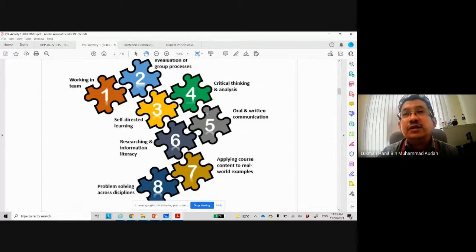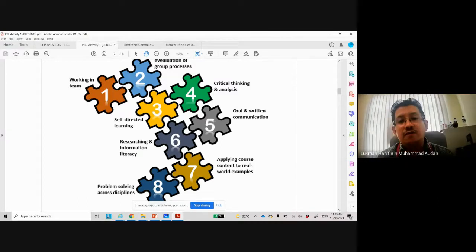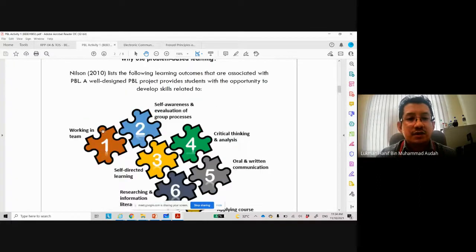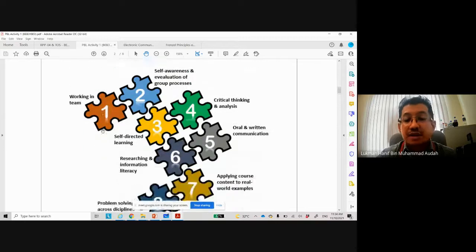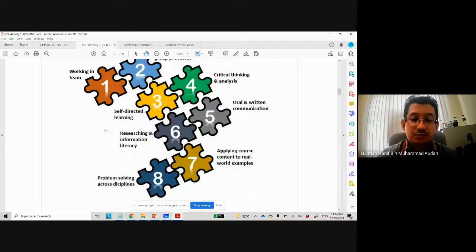So PBL ini sebenarnya salah satu method student-centered learning. Okay, salah satu daripada method untuk student-centered learning yang mana pelajar akan belajar bersama-sama kawan, bersama-sama ahli grup masing-masing. Okay, so you will explore the related topics and problems, and you will discuss together with your group members to find the best solutions. Okay, so these are the skills that can be developed through this PBL assignments or project.